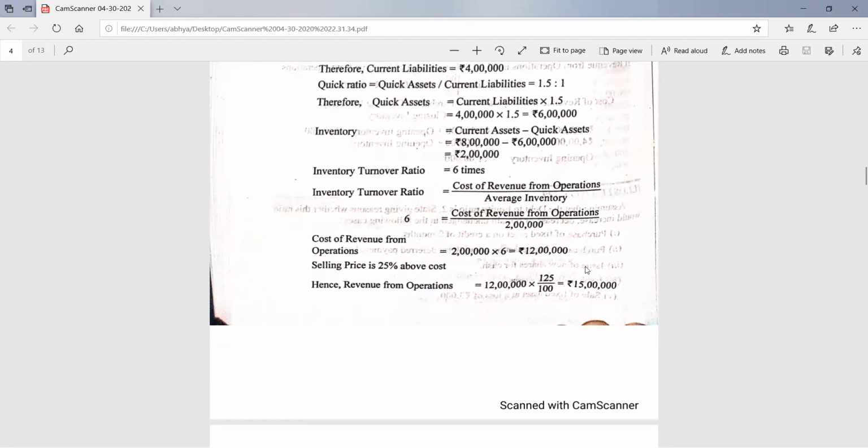Now selling price is 25% above cost. So cost of RFO is 12 lakh and selling price is 25% more than cost. So what is the 25% of 12 lakh? 3 lakh. So it means RFO will be 15 lakh.